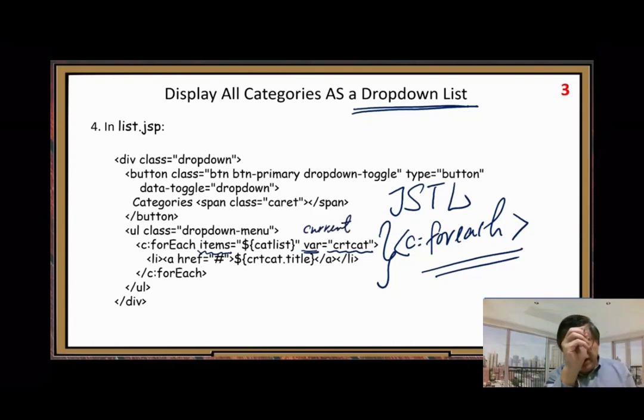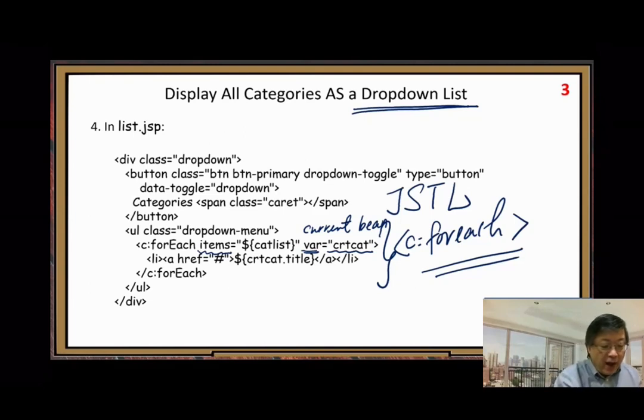You need to do iterations through all the Java beans. Let me just write beans, current bean. Yeah. Current bean. CRT cat, current category. All right.